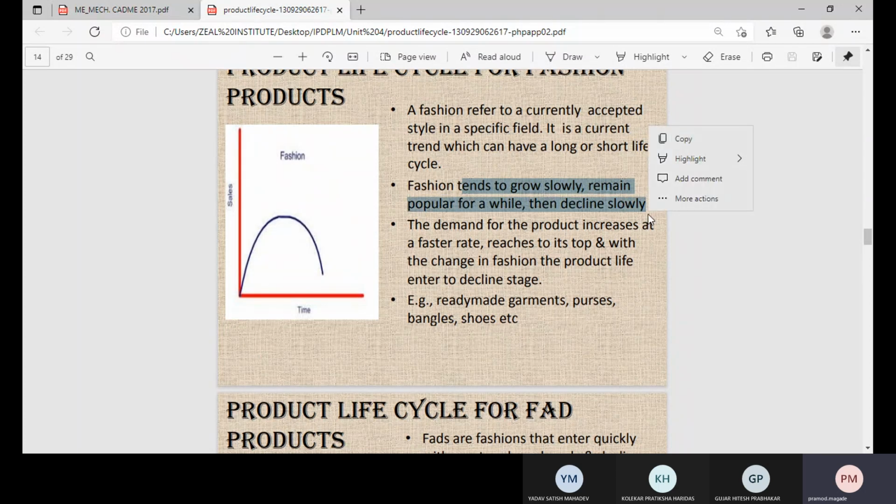Start slowly, stable slowly, and decline slowly. The demand for the product increases at a faster rate, reaches its top, and with the changes in fashion, the product life enters the declination stage.